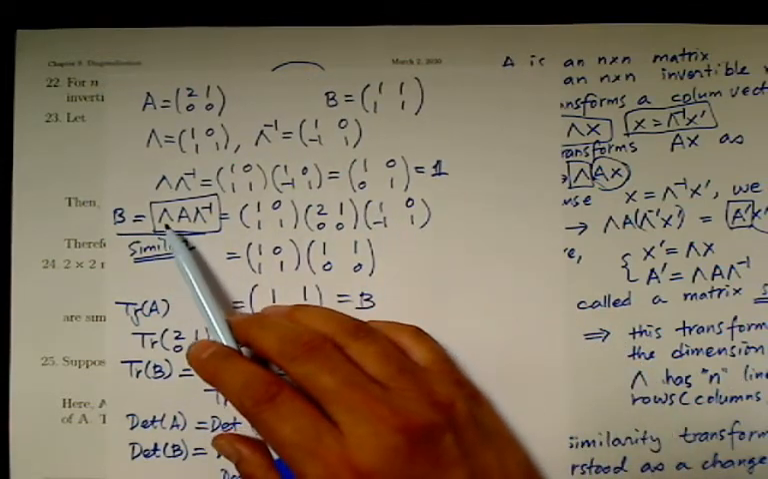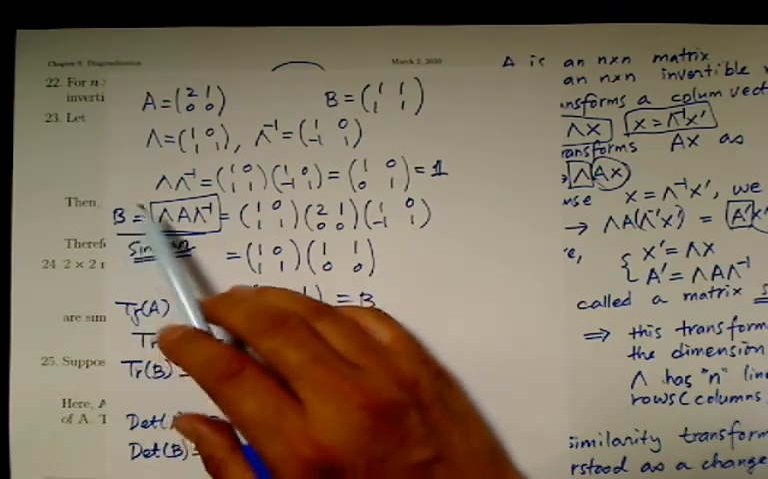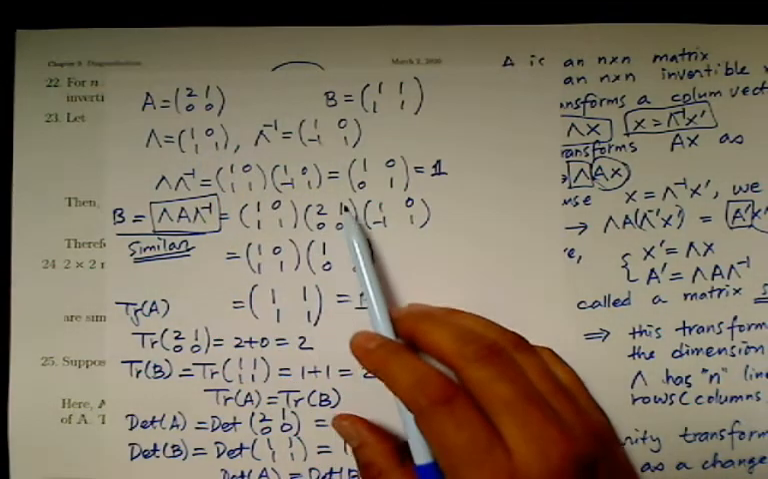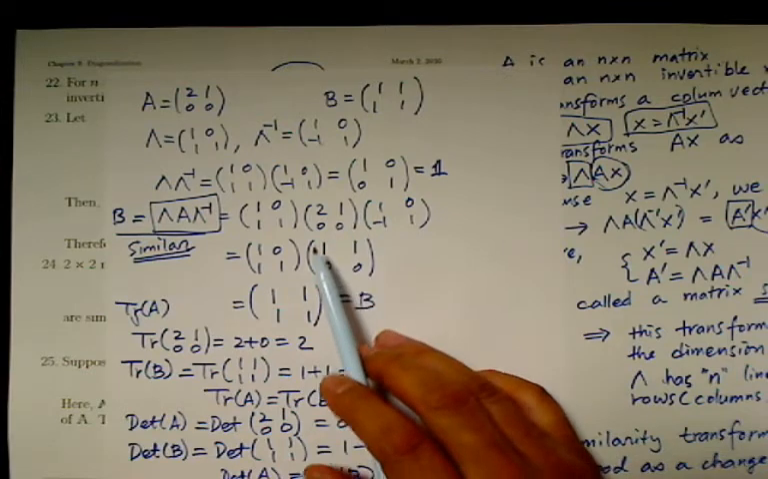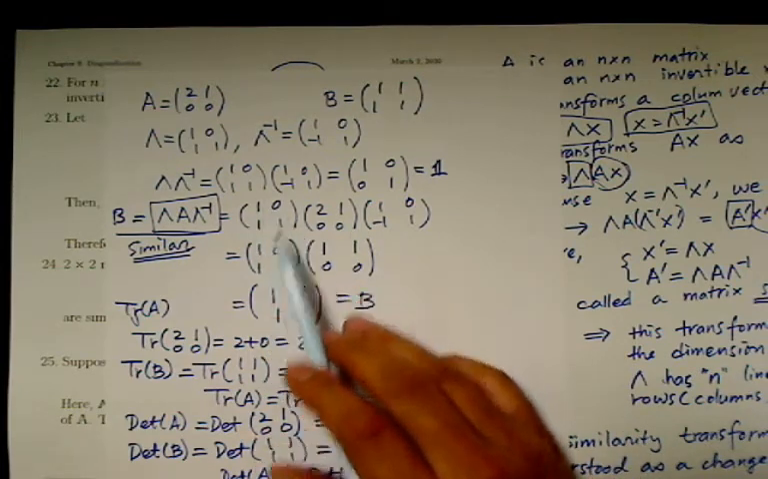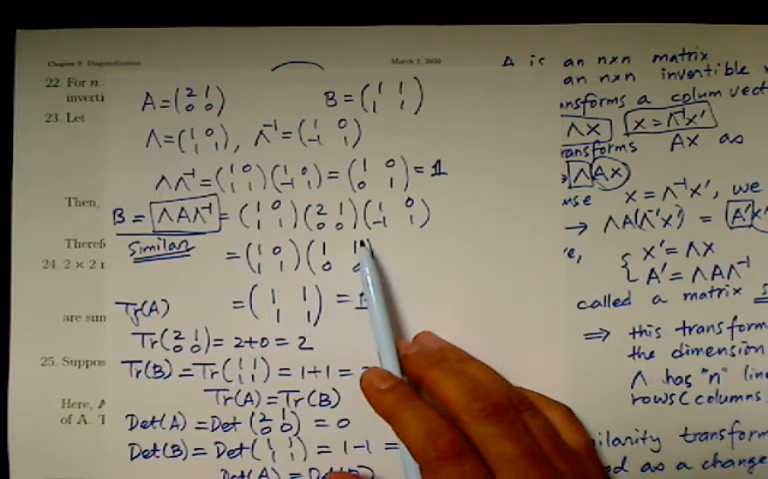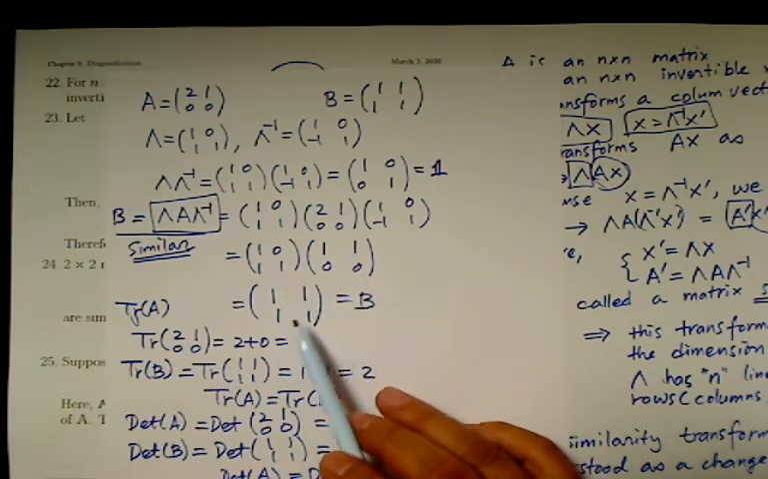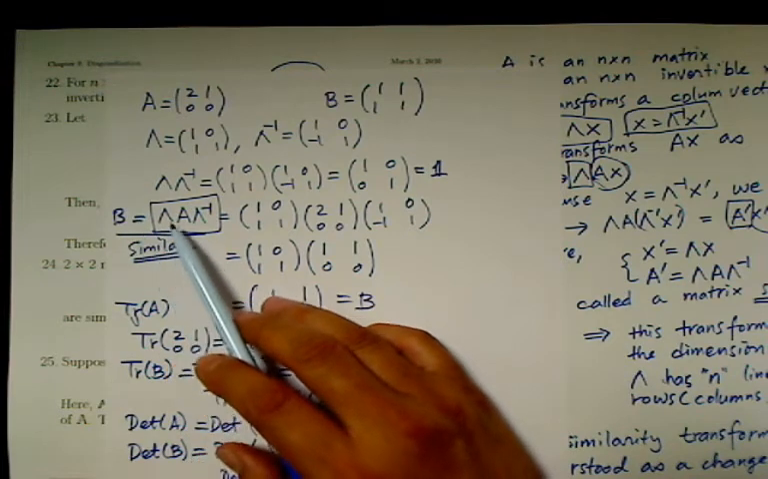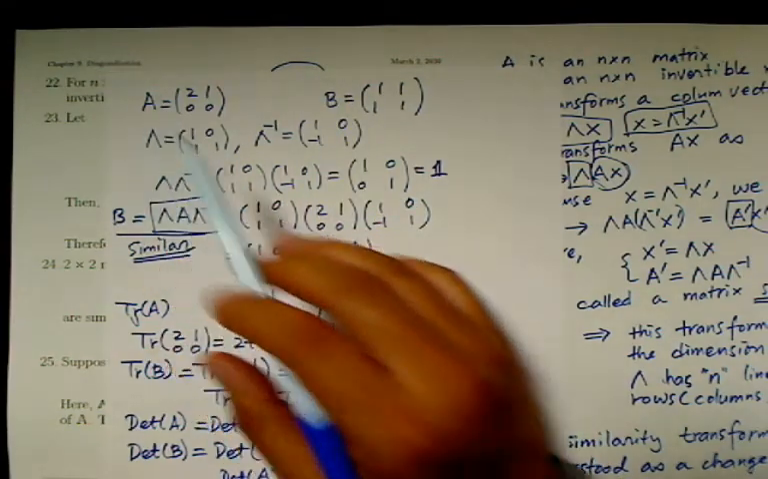Okay, let's compute lambda A lambda inverse and see if it is equal to B. Lambda is here, and lambda inverse is here. I copied A. If I multiply this, I have 1, 0, and 0. Multiplication of this and this will give 1, 1, 1, 1, 1, 1, 1, 1. This is the same as B. So B is expressed as the product lambda A lambda inverse. Therefore, we say B is similar to A.